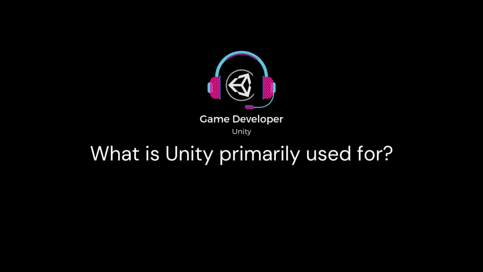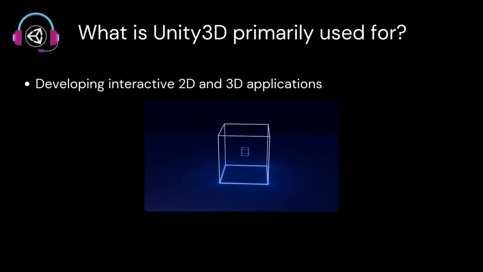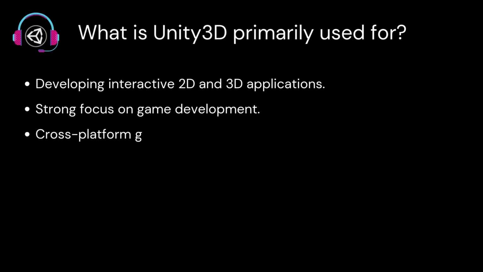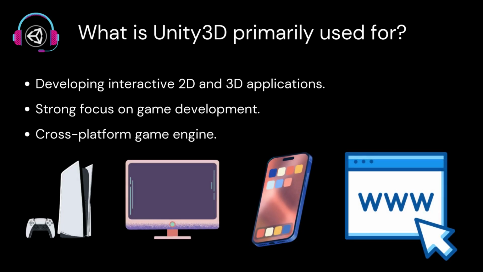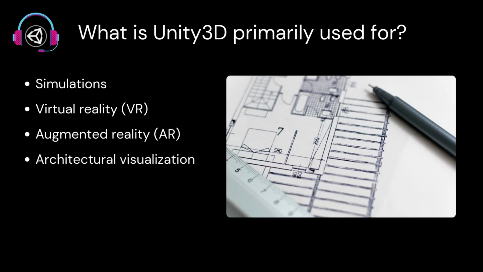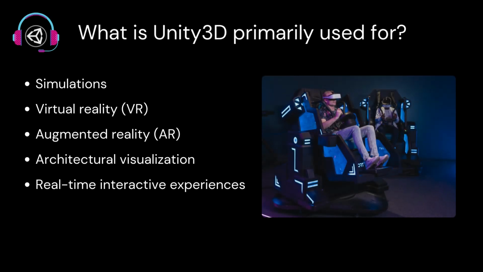What is Unity primarily used for? Unity is primarily used for developing interactive 2D and 3D applications with a strong focus on game development. It's a powerful cross-platform game engine that allows developers to create games for console, PC, mobile, and even the web. But Unity is not just for games. It's widely used for simulation, virtual reality, augmented reality, architectural visualization, and other real-time interactive experiences. That's why Unity is one of the most popular tools in the industry today. Let's move to the next question.